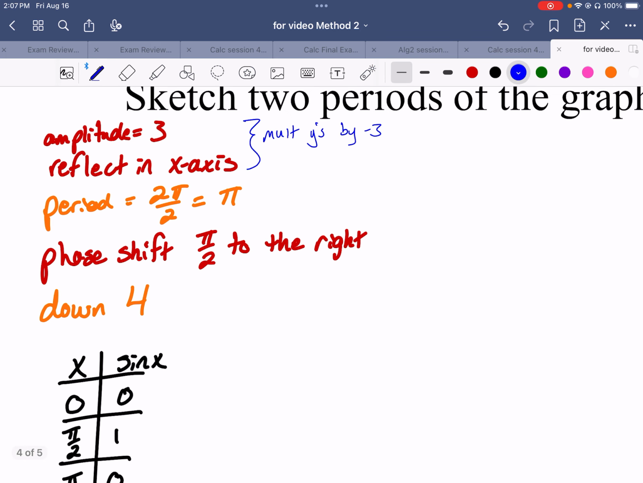Now, for the period, that is a horizontal dilation or a horizontal stretch or shrink. Since our period has decreased down to pi, that is a horizontal shrink, which means we're going to multiply the x's by 1/2. Or, of course, you can say divide all your x's by 2, but I just prefer multiplication. So that's going to shrink your graph horizontally. So that's what your period does. It affects the graph stretch or shrink.